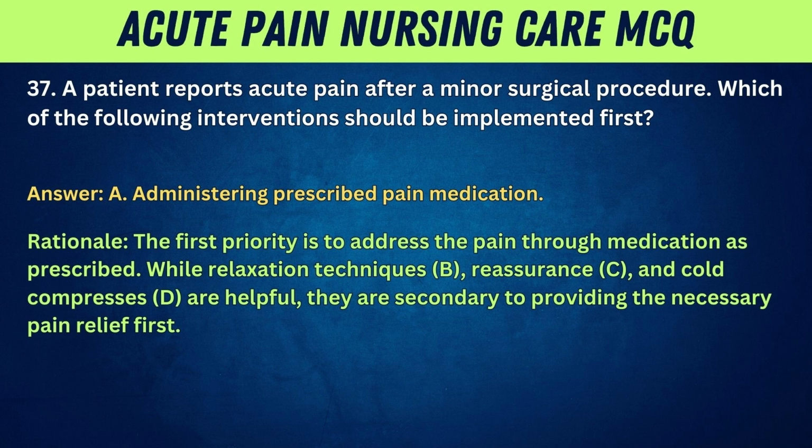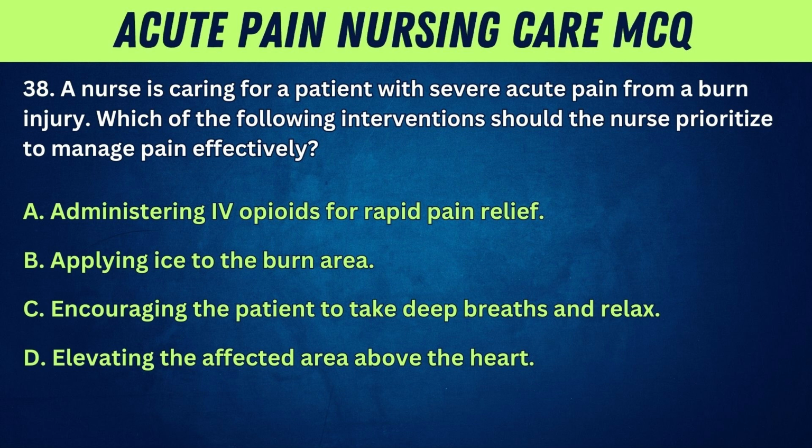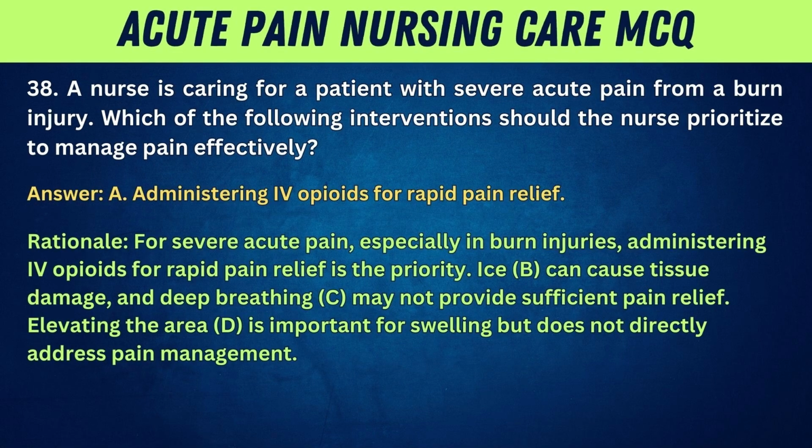38. A nurse is caring for a patient with severe acute pain from a burn injury. Which of the following interventions should the nurse prioritize to manage pain effectively? A. Administering IV opioids for rapid pain relief. B. Applying ice to the burn area. C. Encouraging the patient to take deep breaths and relax. D. Elevating the affected area above the heart. Answer. A. Administering IV opioids for rapid pain relief.